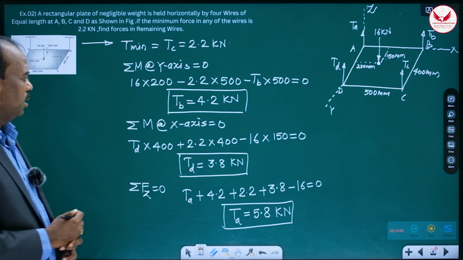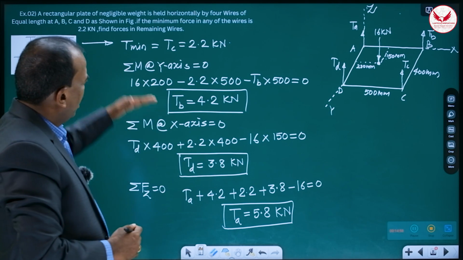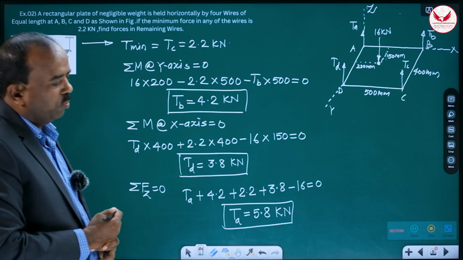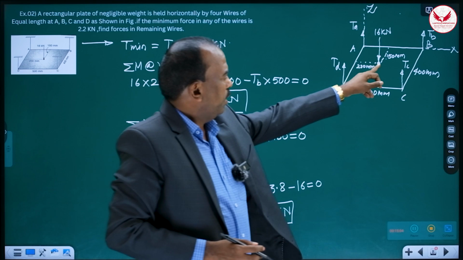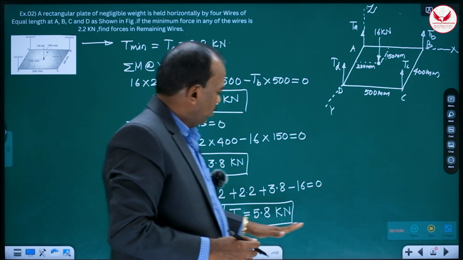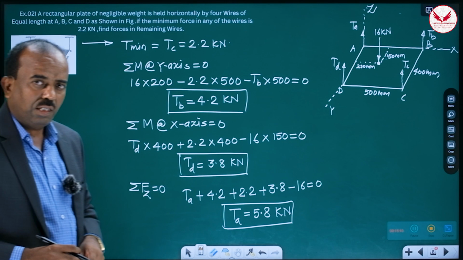So these are the three answers. TA 5.8, TB 4.2, TD 3.8, and TC it is going to be 2.2. So these are the tensions, and see, from this point, the nearest point is TA, and maximum tension we are getting in TA. Means whatever the solution is there, it must be correct.